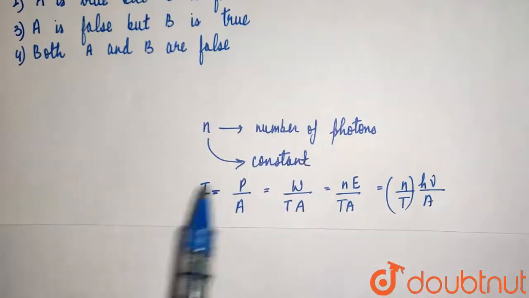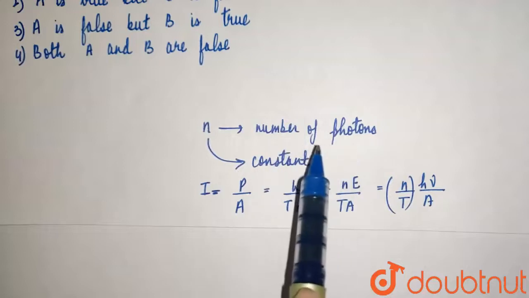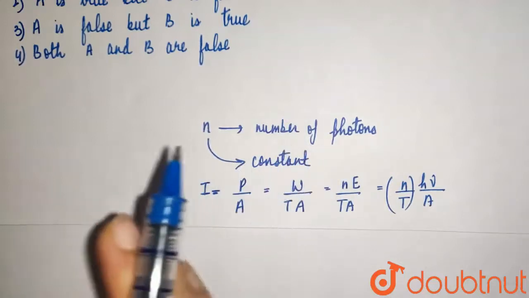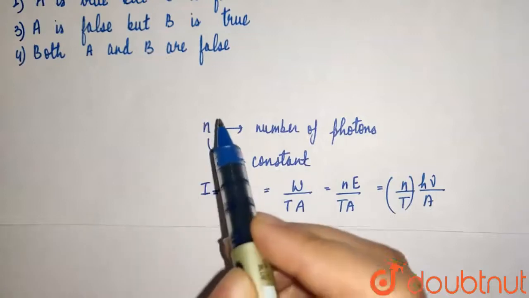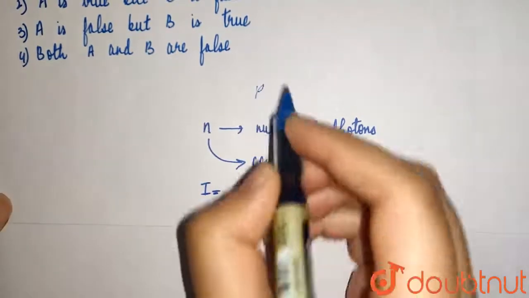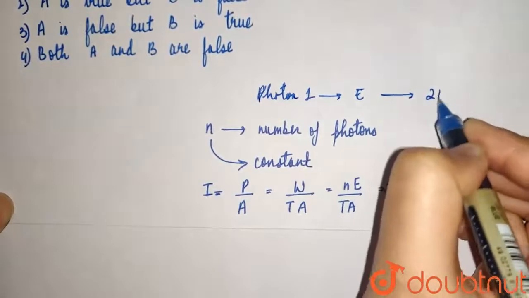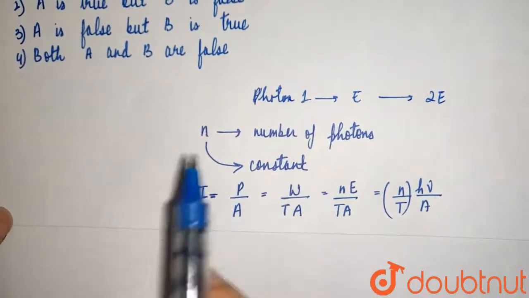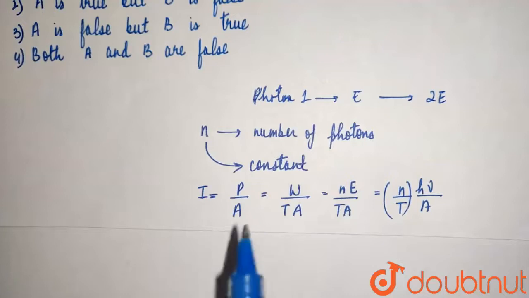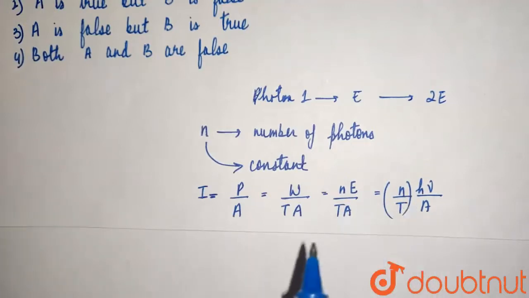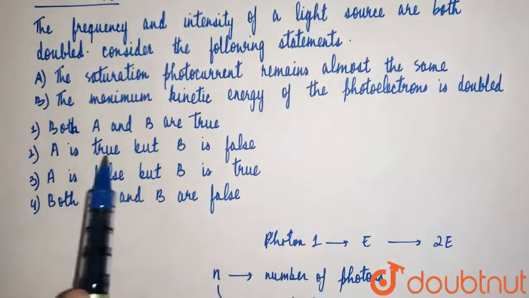And now we are doubling intensity also. If we are doubling the intensity also, that means each photon is doubling its energy. It's not like they're doubling the number, they're doubling their energies. Initially, if the energy of photon 1 was E, now it's changing to 2E. In this way, intensity is doubled for each of the photons. So even when we double the intensity, saturation photocurrent will still remain the same, because the number of photons is still constant. So the saturation photocurrent remains almost the same. A is true.